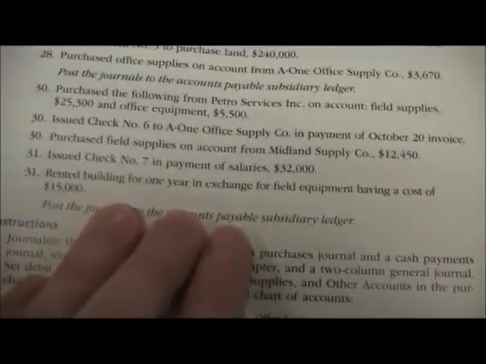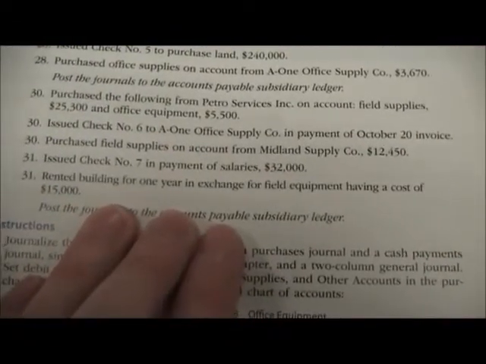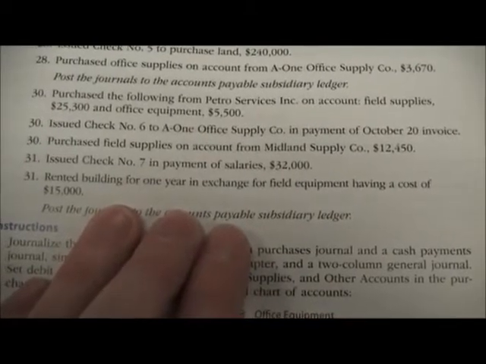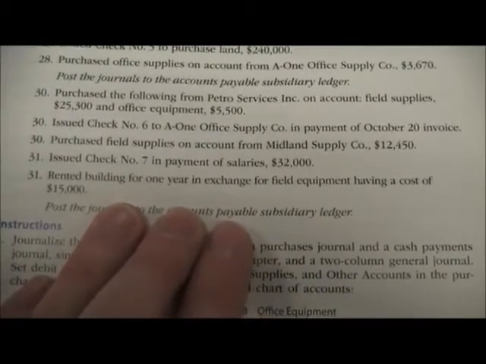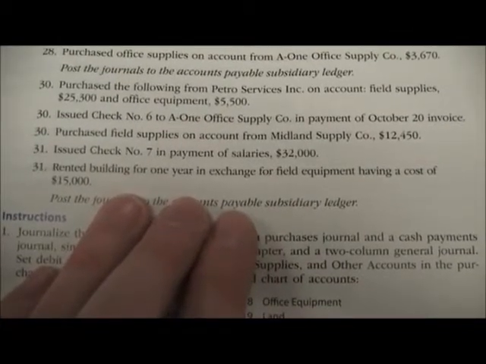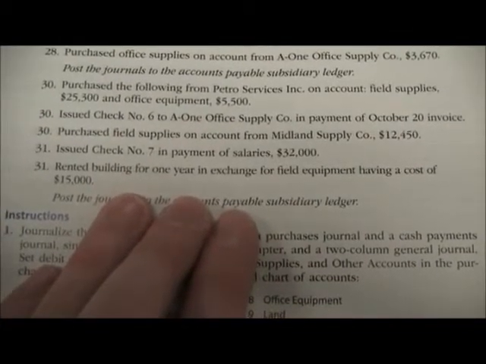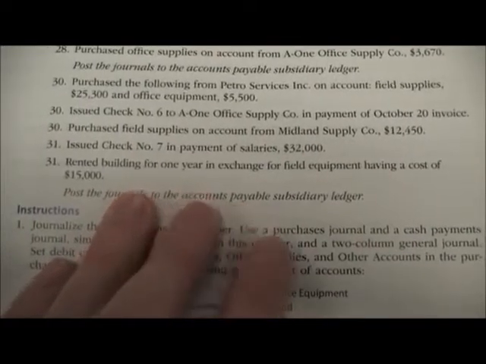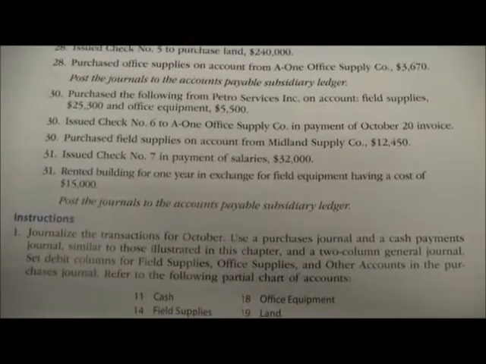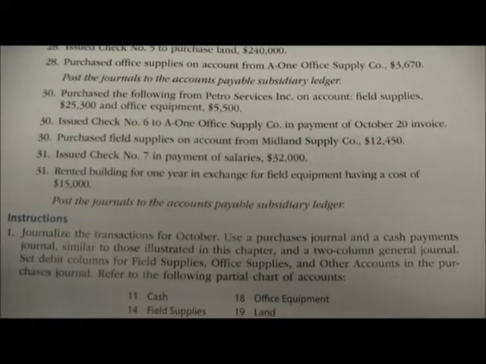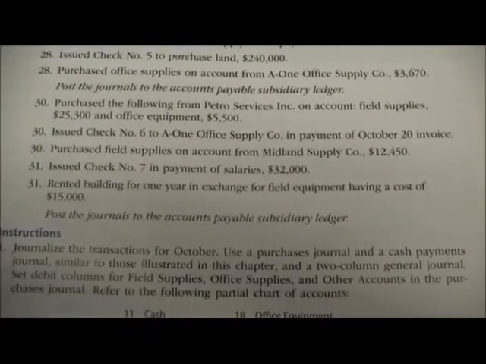Our last journal entry in our book, rented a building for 1 year in exchange for field equipment having a cost of $15,000. This one, we are not paying cash and we are not purchasing anything. Since it does not fall under one of those categories, we're going to put it in our general journal.